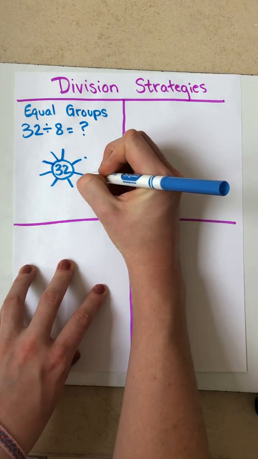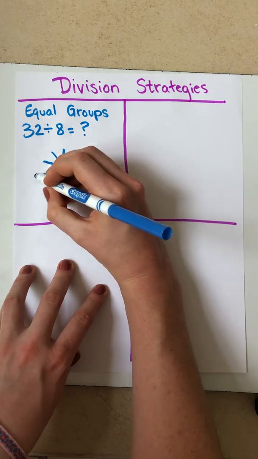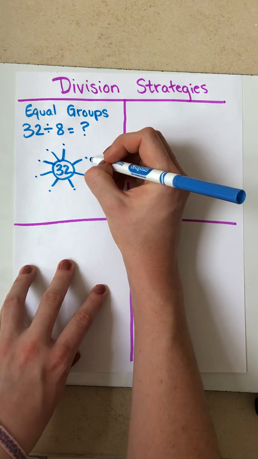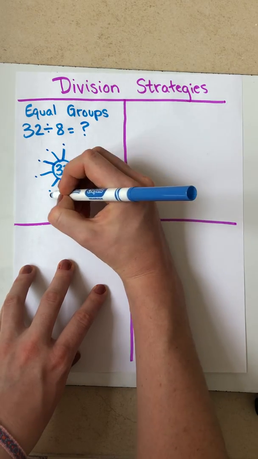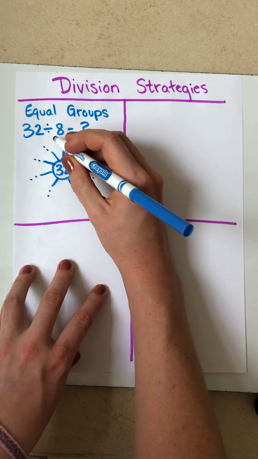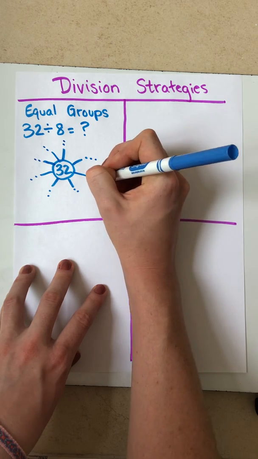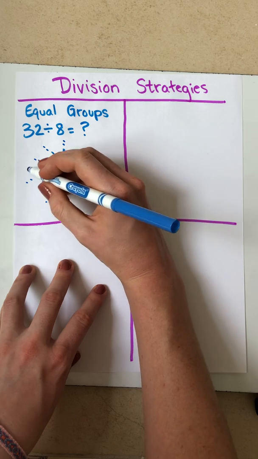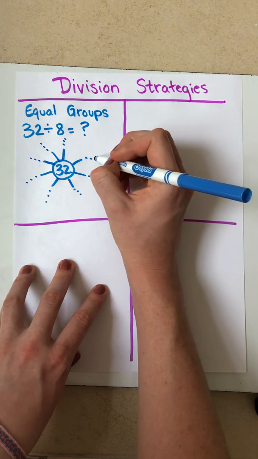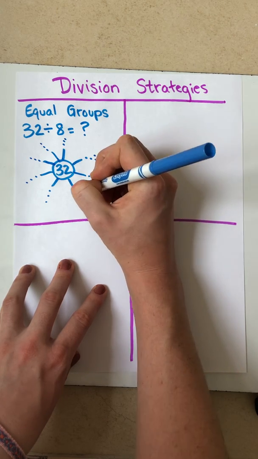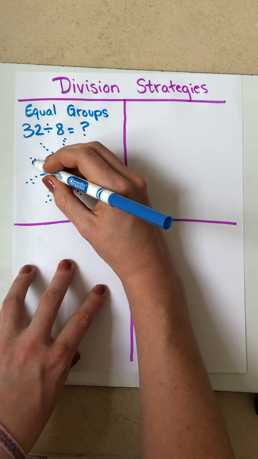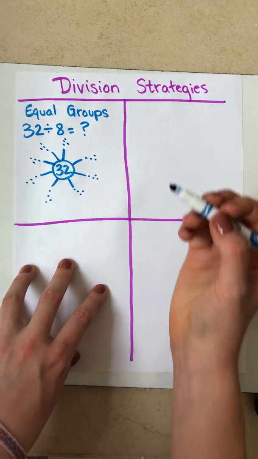So 1, 2, 3, 4, 5, 6, 7, 8, 9, 10, 11, 12, 13, 14, 15, 16, 17, 18, 19, 20, 21, 22, 23, 24, 25, 26, 27, 28, 29, 30, 31, 32.